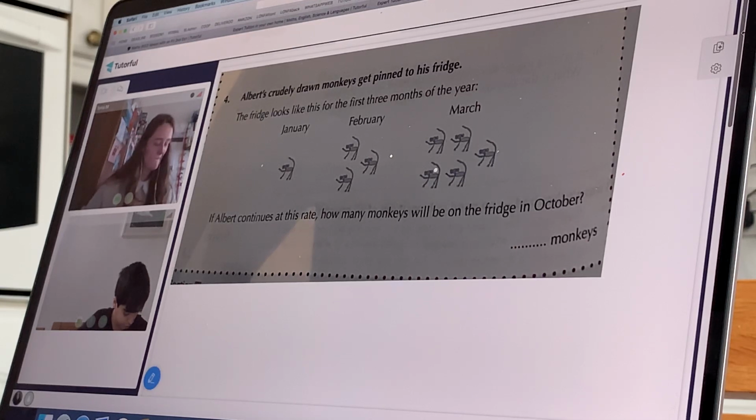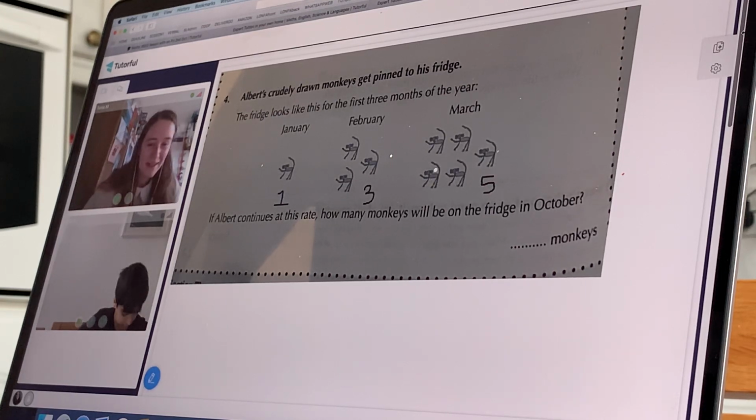Okay, so it goes up 2 each time, because it's 1, and he adds another 2, and then another 2. So it will go up April, May, June, July, August, September. It will go up 7 times. 14. It'll be 19. Because 10. Yes, 19.